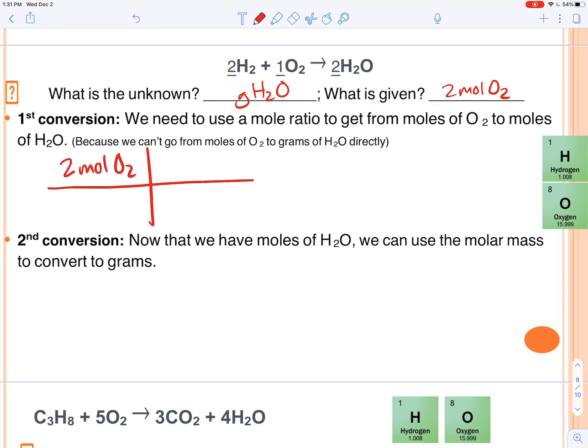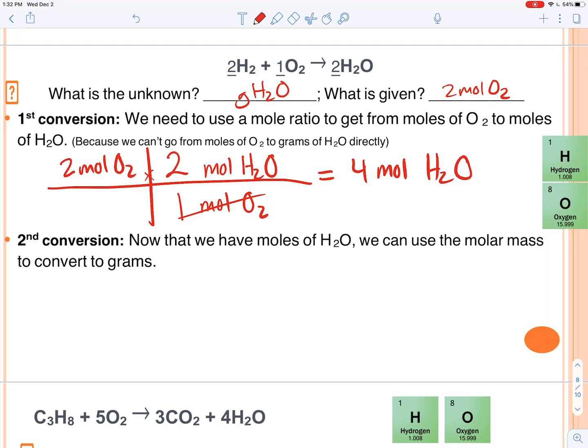We're going to take those 2 moles of oxygen, and we are going to convert that to moles of water. Again, the numbers simply come from the coefficients. So I'm going to put 2 for water, 1 for oxygen. Mathematically, 2 times 2, I get 4 moles of water.